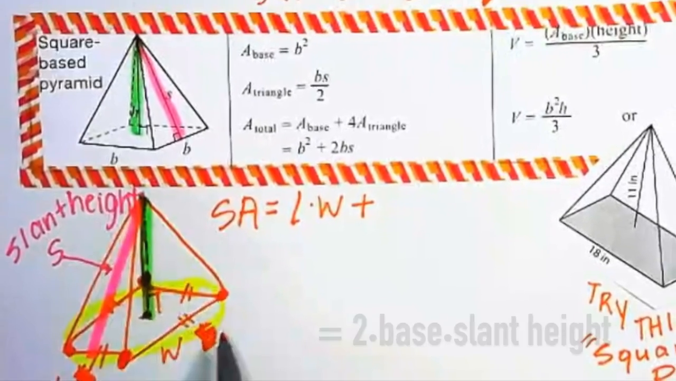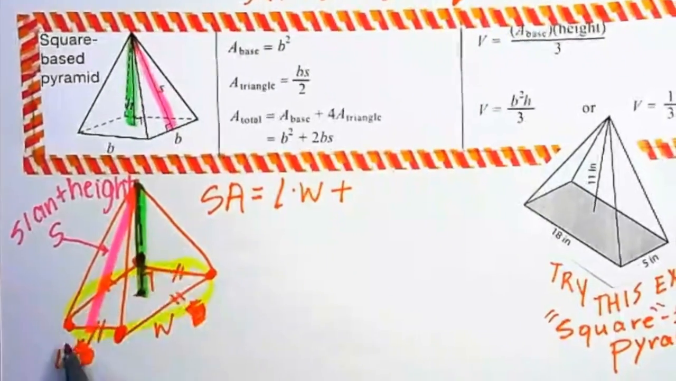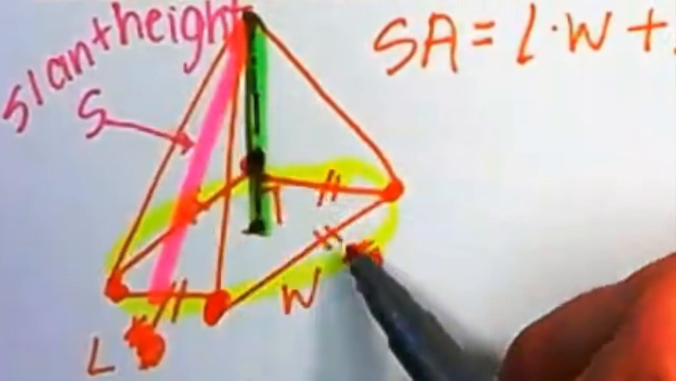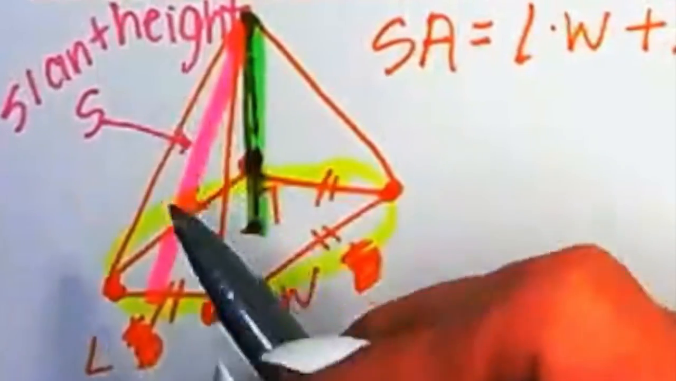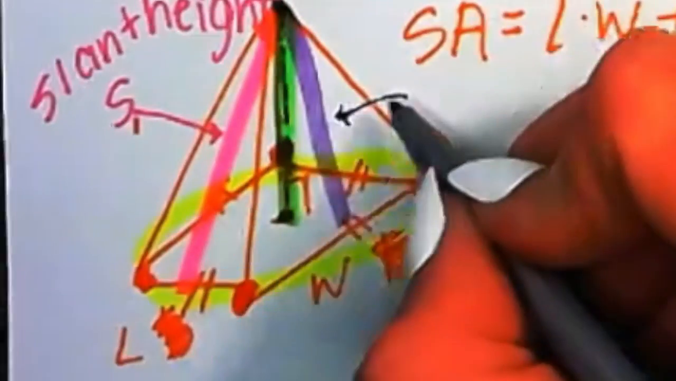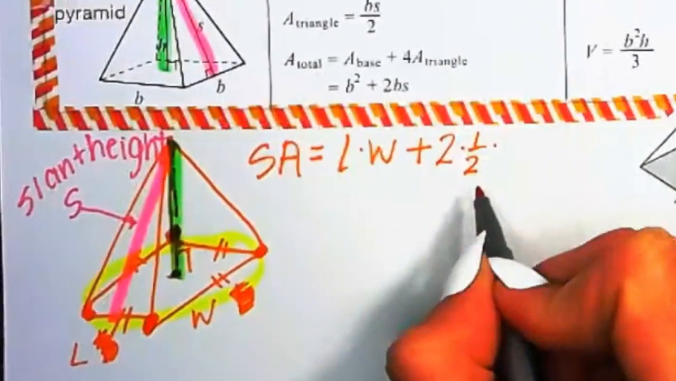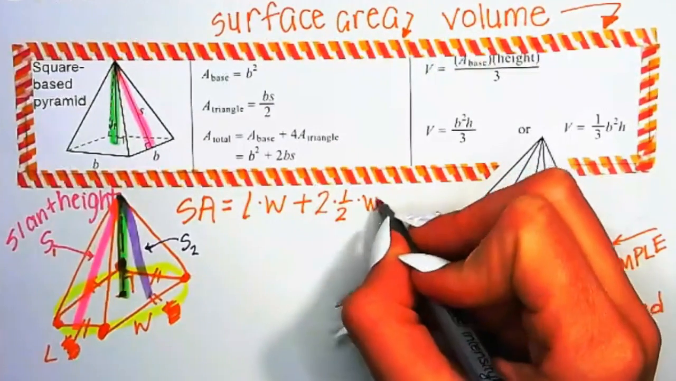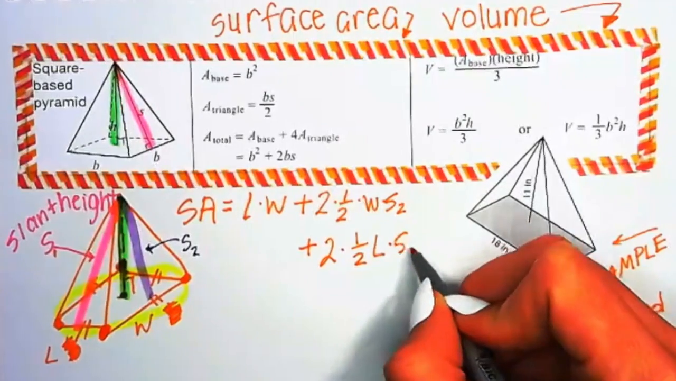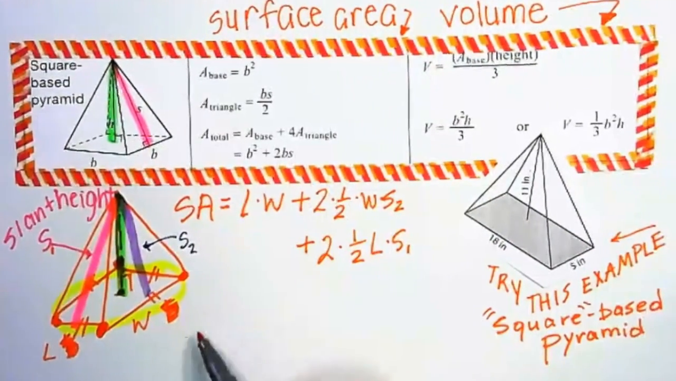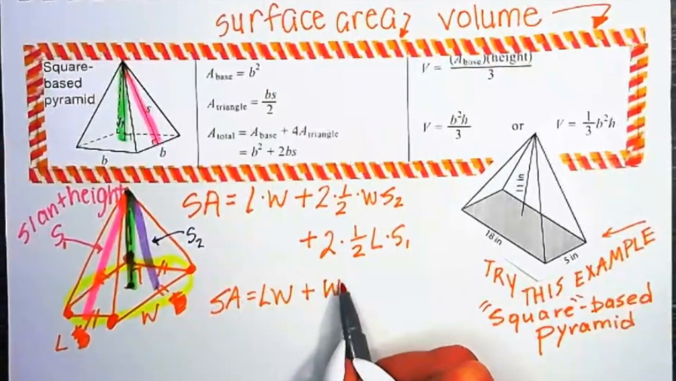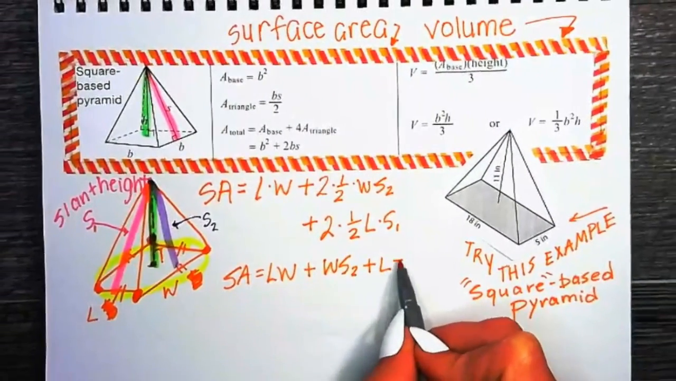In this case, they won't be identical. You'll have 2 identical triangles here and 2 here. The way we change our equation is that slant height is going to be slightly different on each triangular face. So I'm going to call this one slant 1, and I'm going to call this one slant 2. We'll have 2 times 1/2 times width times slant height, plus another 2 times 1/2 length times S1. 2 times 1/2 is 1. So surface area equals length times width plus width times slant height plus length times the other slant height.